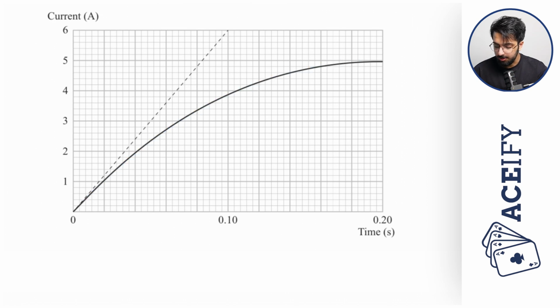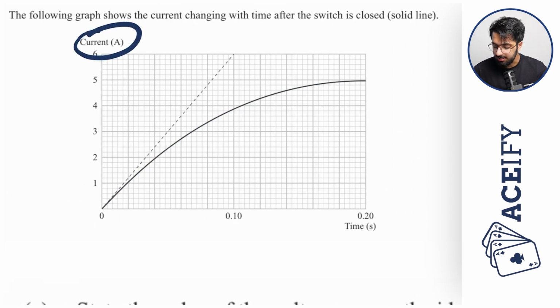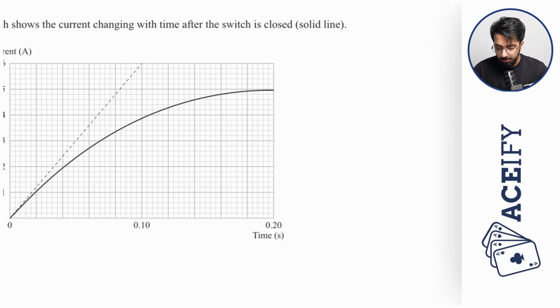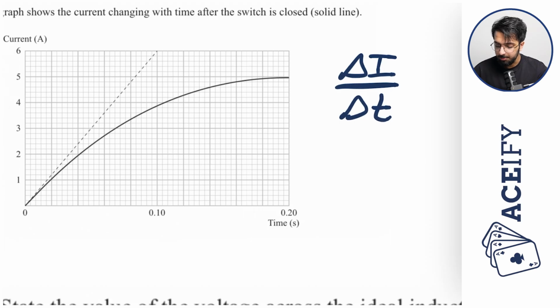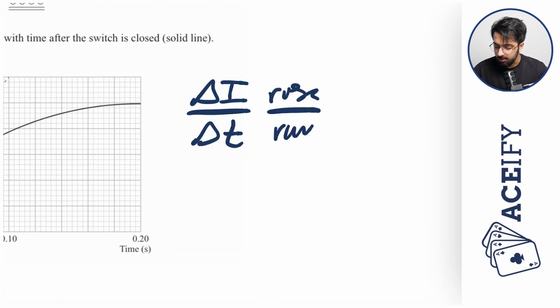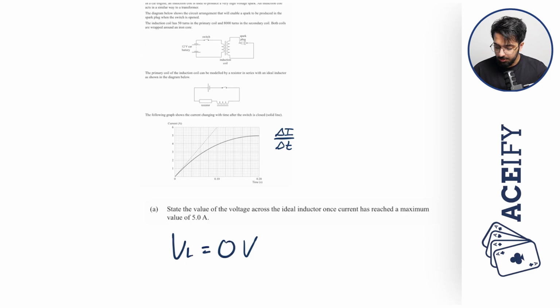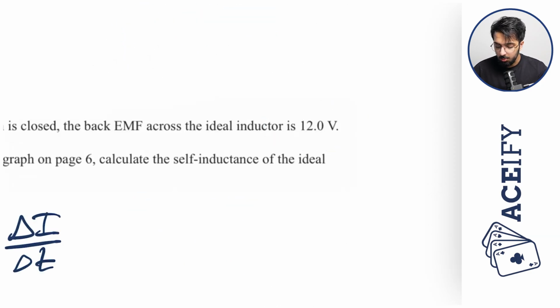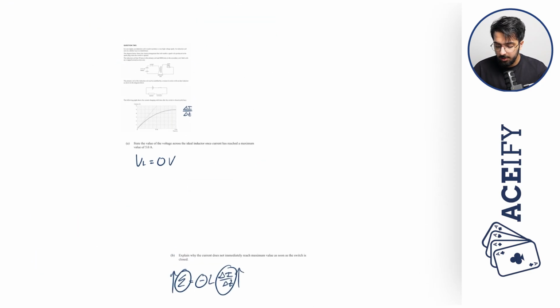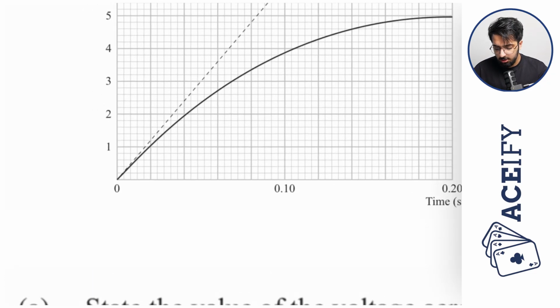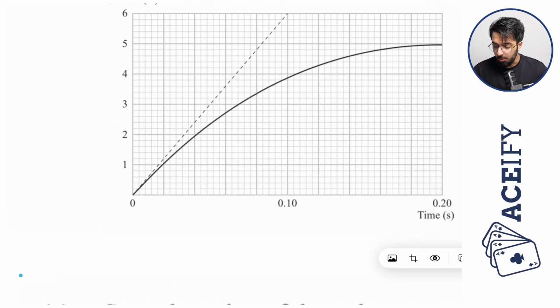The reason for this is because as we see, we have current here and time here, okay? And so the gradient of this graph is going to be our change in current all over our change in time, okay? Because this is our rise and this is our run, right? So rise over run. And so what this dotted line actually shows is the gradient at this section right here, okay? And so as we can see, we have the voltage value when the switch is initially closed, okay? And so that is when the voltage value is going to be at a max. And so we also need to find out the gradient or the rate of change of current when the switch is initially closed, which is going to be this point right here, okay?